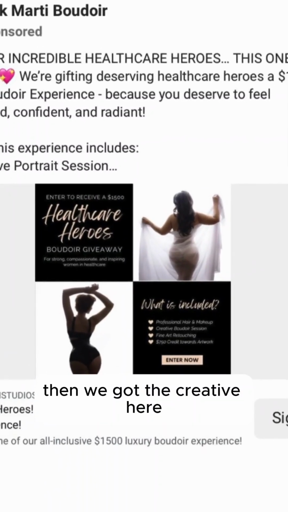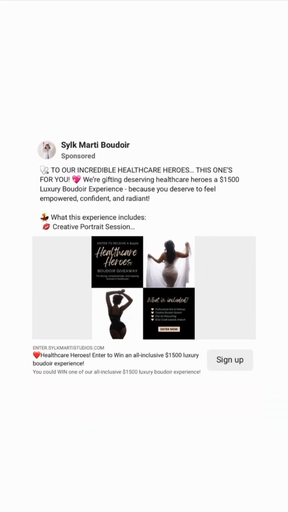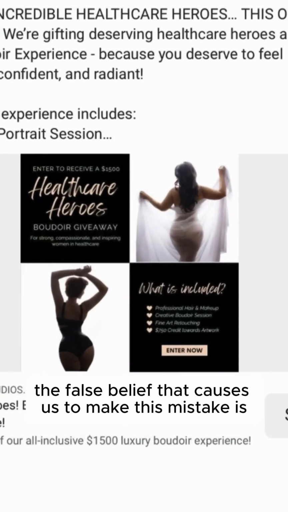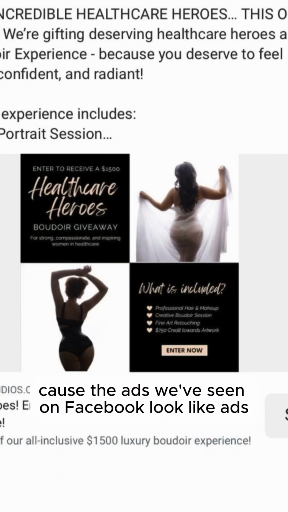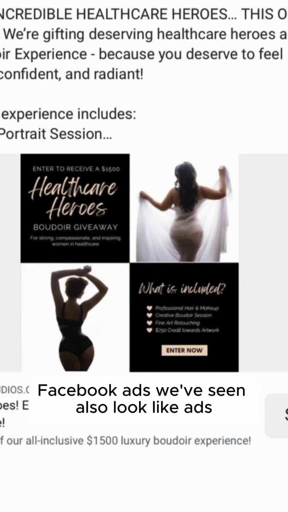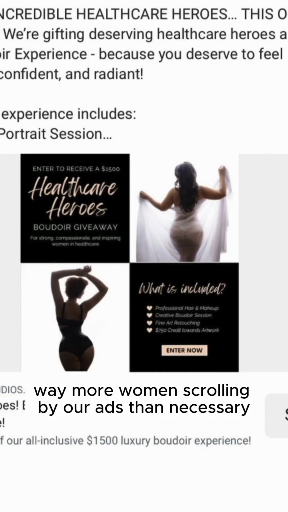Then we got the creative here. This looks like an ad mistake. The false belief that causes us to make this mistake is that we actually believe our Boudoir Facebook ads should look like ads, because the ads we've seen on Facebook look like ads. The other Boudoir Facebook ads we've seen also look like ads. But the consequences of this are way more women scrolling by our ads than necessary.